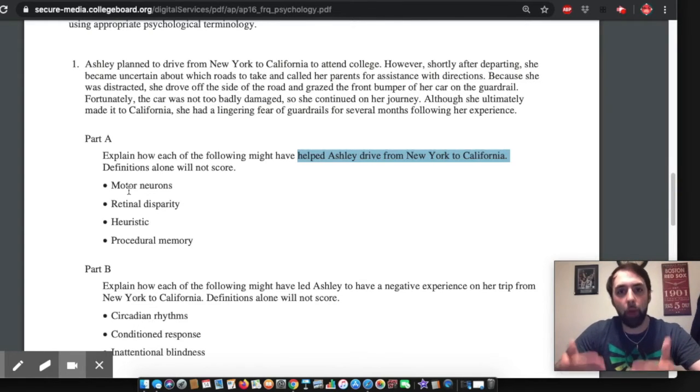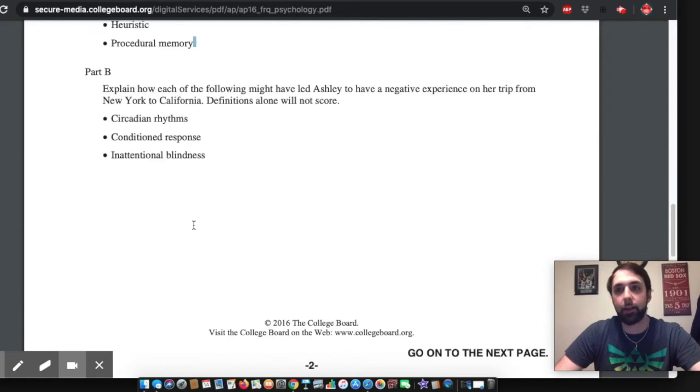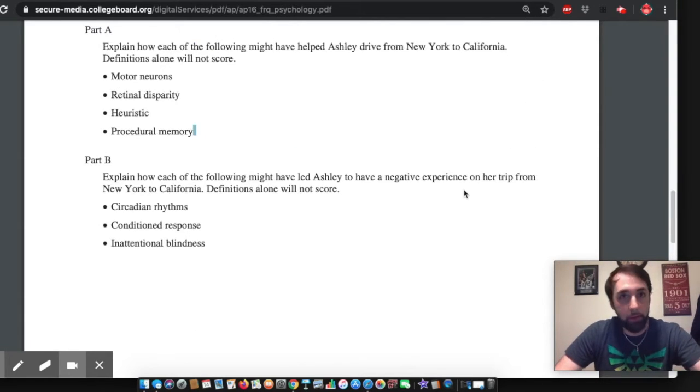You need to directly address the prompt. It needs to be about driving. It needs to be about having a negative experience on the trip. It needs to be directly related to only the behaviors in the prompt. That is one area that you must ensure you follow heading into the AP exam, because at that point, if you fail to do so, you're wasting your time answering the bullet.